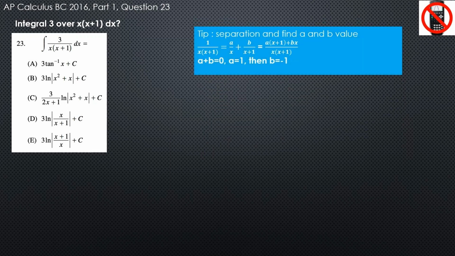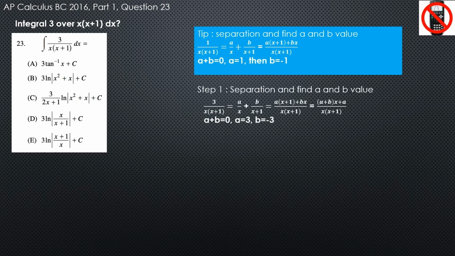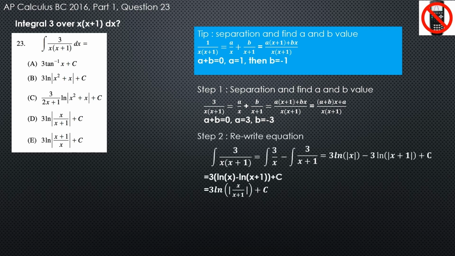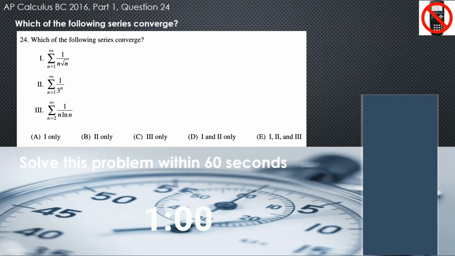Tip for separation. If 1 over x(x plus 1), it's able to separate into A over x plus B over x plus 1. Step 1. Separate and find the A and B values. Step 2. Rewrite the equation. The answer is D. Solve this problem within 60 seconds.